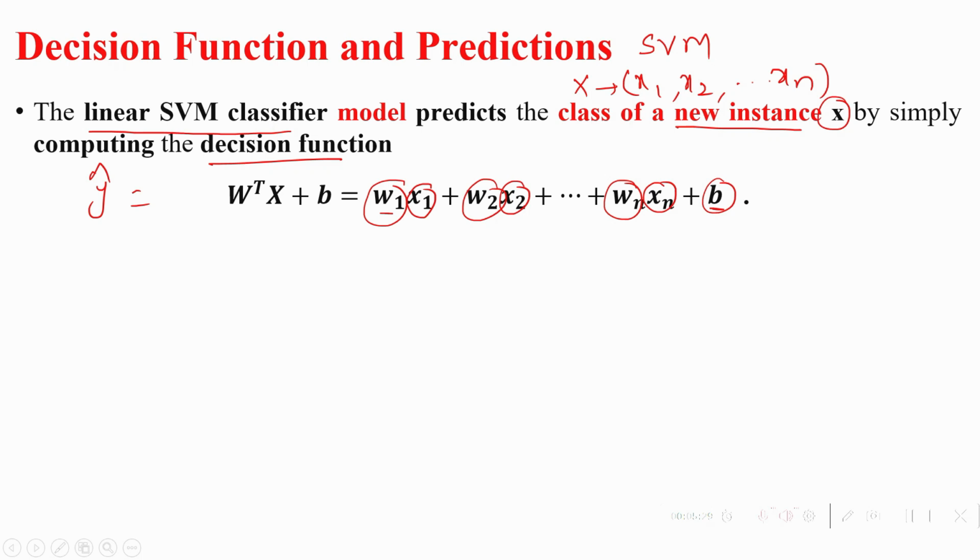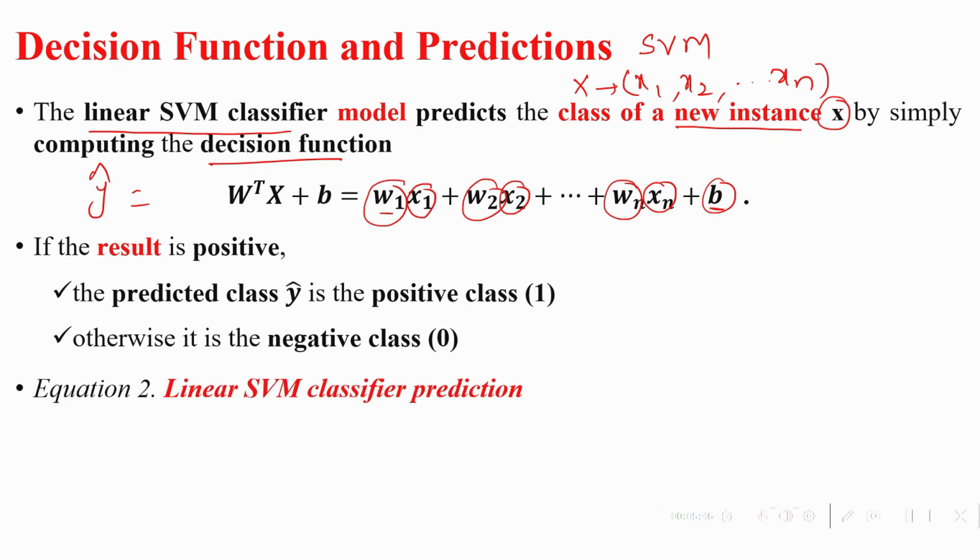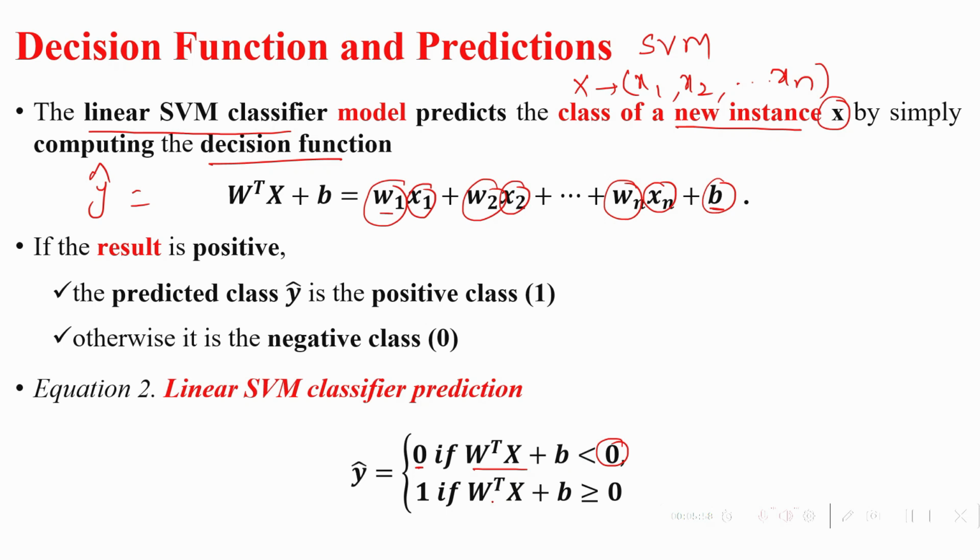So based on adjusting the values of w, we can get better results. That is called the y cap value. So y cap gives the corresponding predicted value. Now, if the result is positive, the predicted class label y cap is the positive class. Otherwise, it is the negative class, that is it becomes 0. So the linear SVM classifier prediction is based on the following equation: y cap equal to 0 if w transpose x plus b is less than 0, and 1 if w transpose x plus b is greater than or equal to 0.